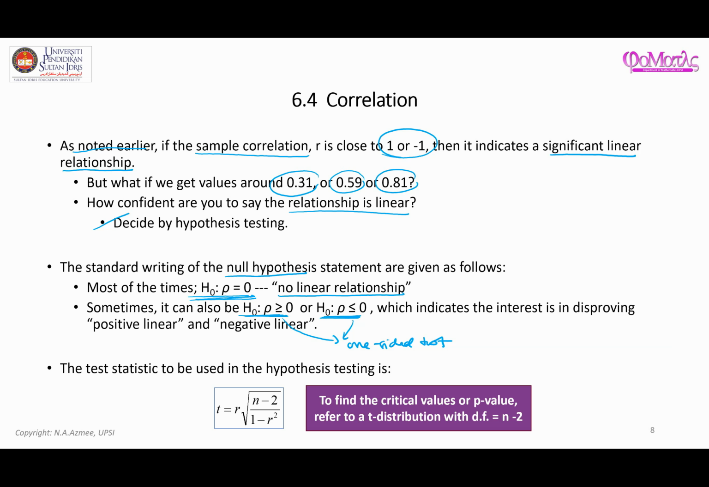All right, so now the test statistic to be used in the hypothesis testing is given as such. Of course, the procedure for hypothesis testing is similar to what you have already seen in chapters 3, 4, and 5. We just follow the same idea, except that on the second step, this is the test statistic you have to use. Based on this test statistic, you will refer to the t distribution to find either the critical value or p-value, and the degrees of freedom is n-2.